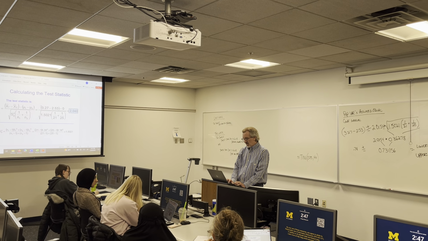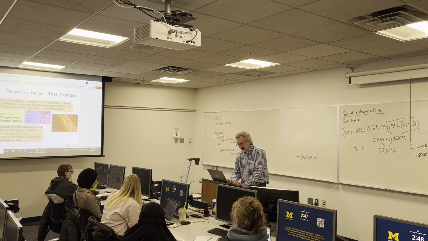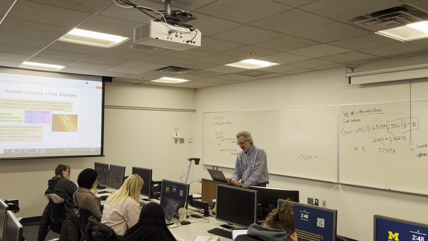Here we go. Wait, what's the mean? I have to go back to the mean. 3.27 is the New York Stock Exchange, 2.53. This is a 3.27% yield on the New York Stock Exchange, and a 2.53% yield on the NASDAQ. So we subtract them. There's our numerator. For the denominator, here's our pooled variance. Ready? The sample size, I have to go back and look at the data. The sample size for the first one is 21, the second one is 25.